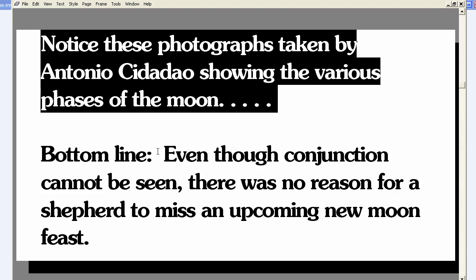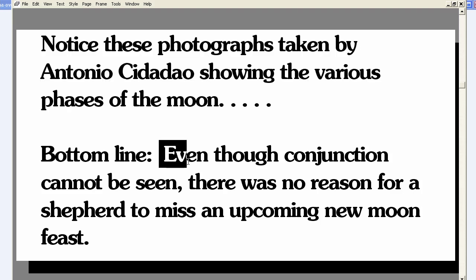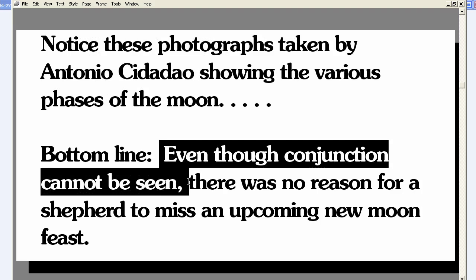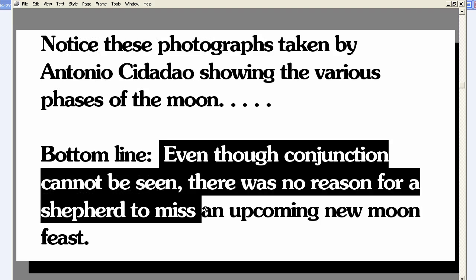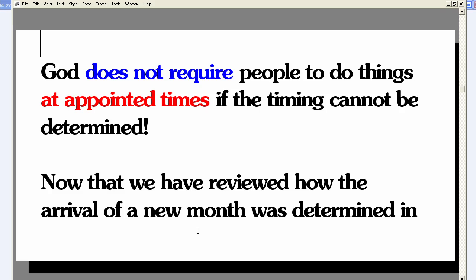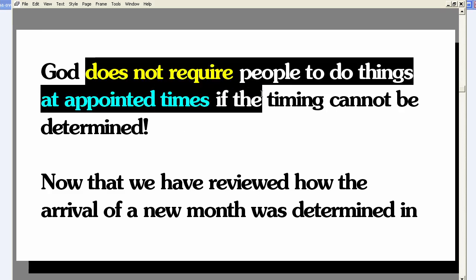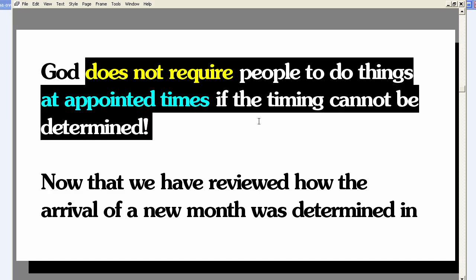The bottom line: even though conjunction cannot be seen, there was no reason for a shepherd to miss an upcoming new moon feast. God does not require people to do things at appointed times if the timing cannot be determined.